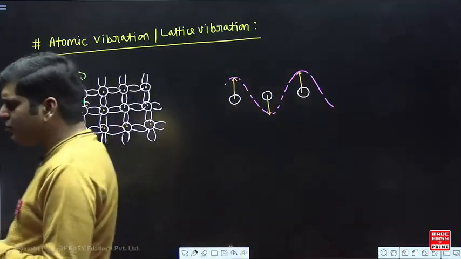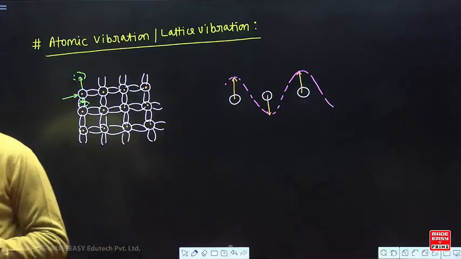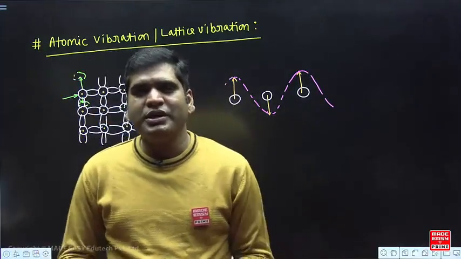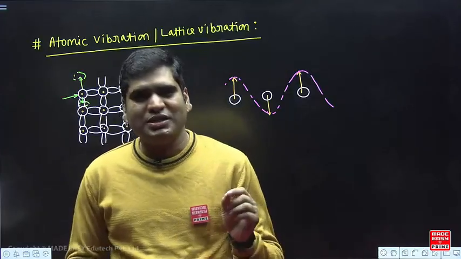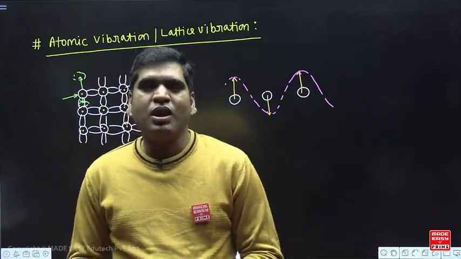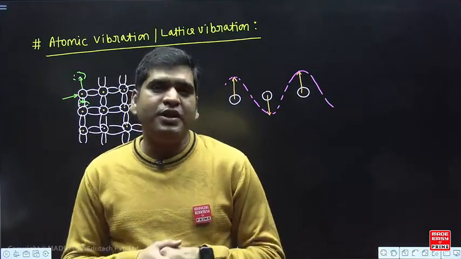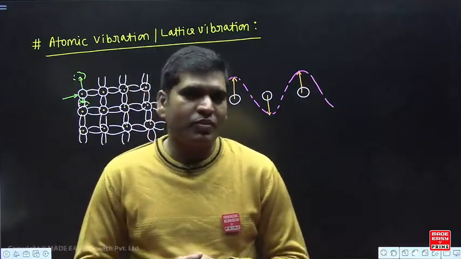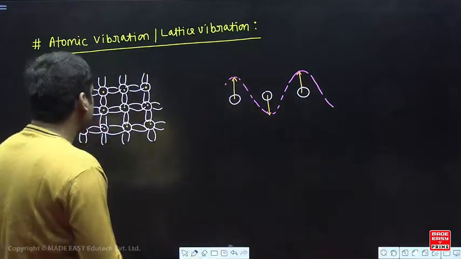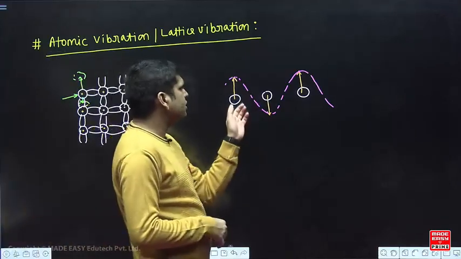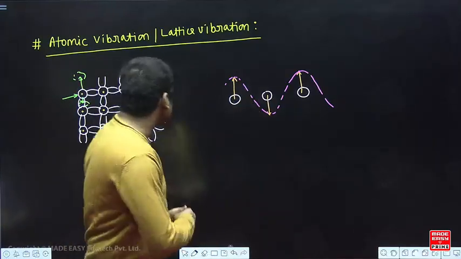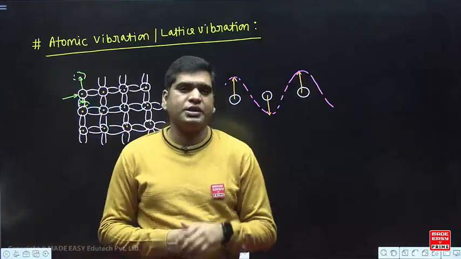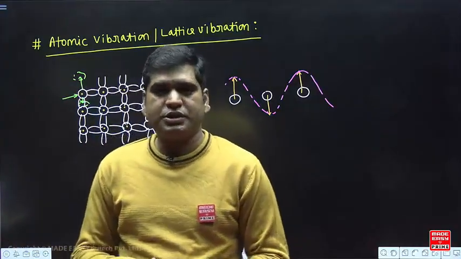When I was teaching you Bohr's model, I gave you a very beautiful concept. When the particle is bound, its energy is quantized, E1, E2, E3, like that. But when the particle becomes free, its energy becomes positive and continuous. Here the particle which is producing this heat energy, that is atoms, and atoms are bound, so their energy must be quantized. Their energy cannot be continuous.